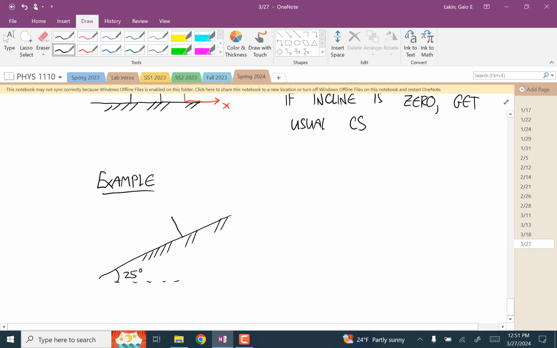So let's change it a little bit this time and say, okay, let's say there's a block with a mass of 10 kilograms. And let's say it's sliding down the incline. What coefficient of friction would we have to have so the block continues sliding with a constant velocity?